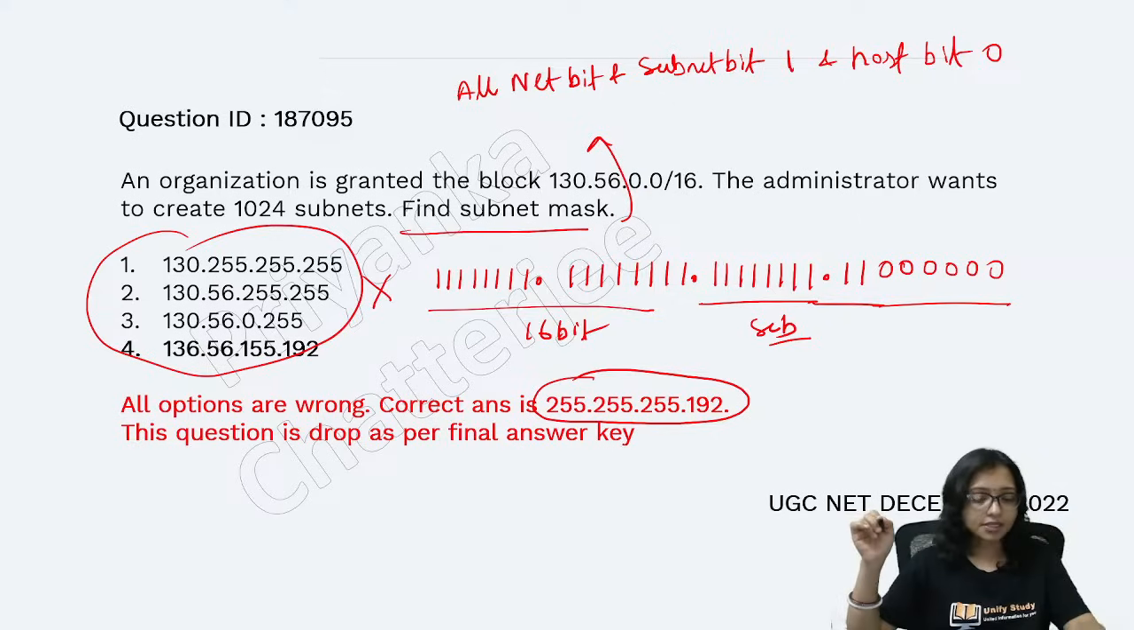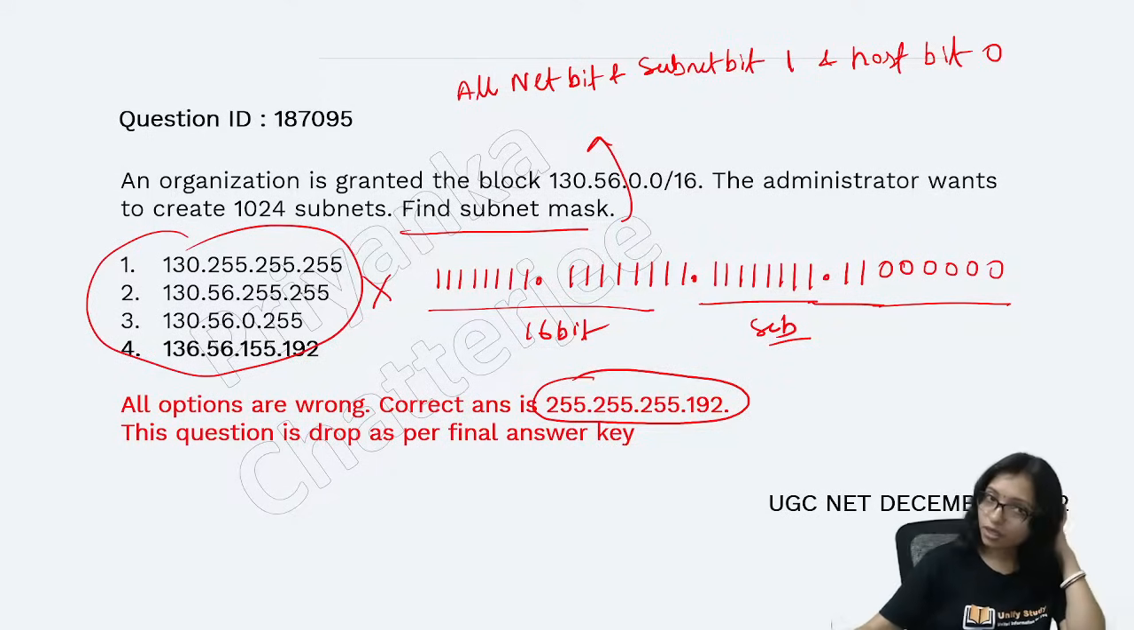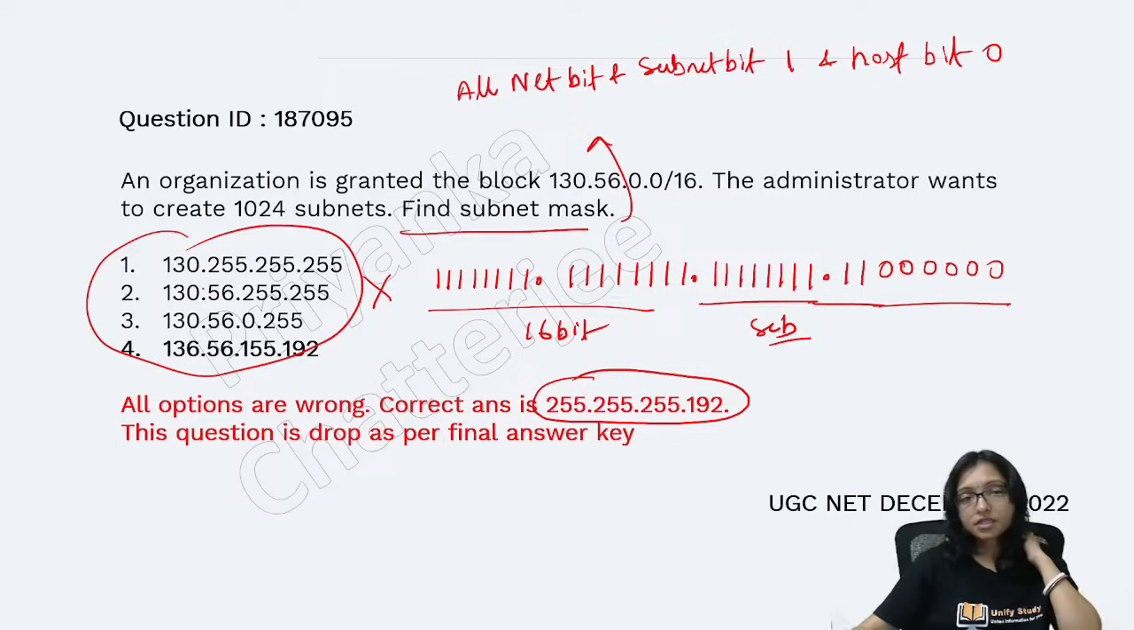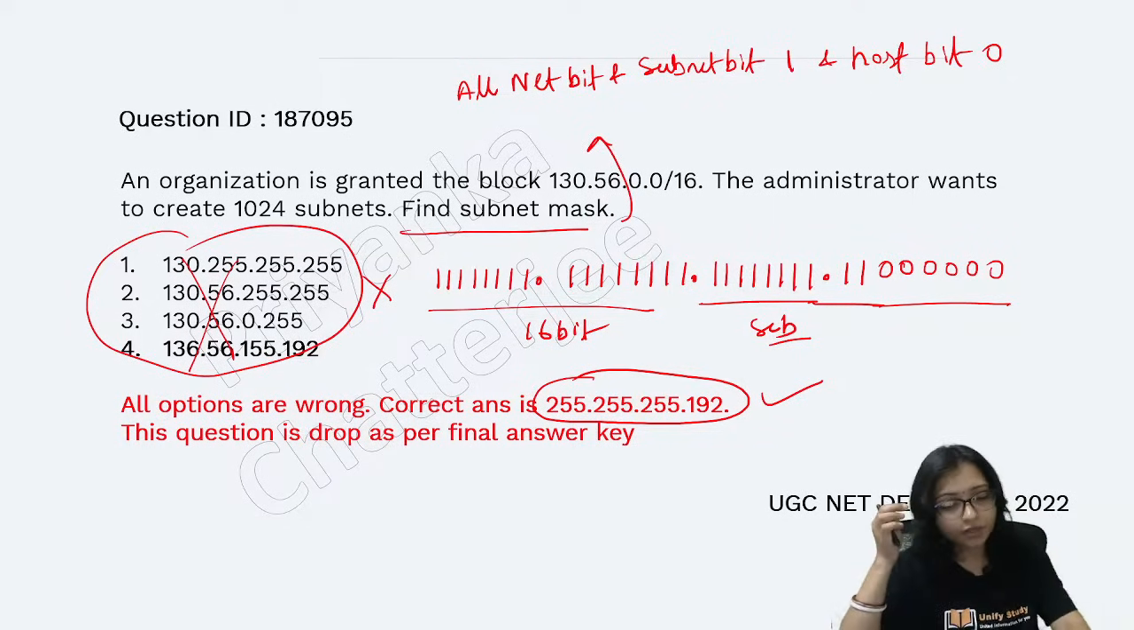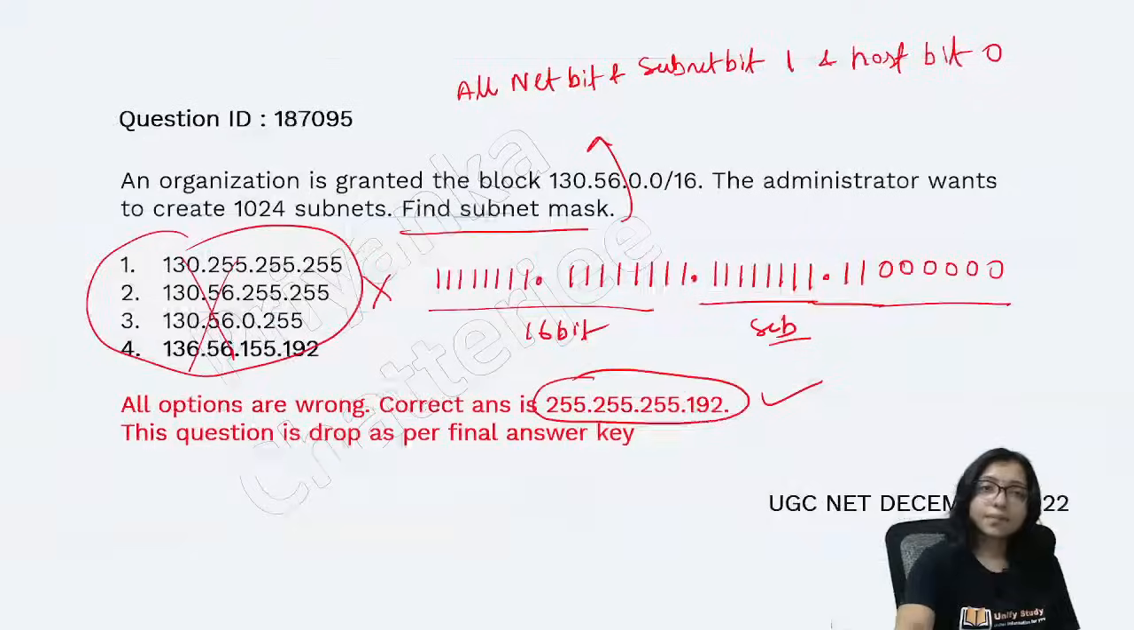Any of the answers are not correct. All these answers are wrong. The answer will be 255 and it is a drop question. Okay, all these answers will be wrong here. Be careful about subnetting.